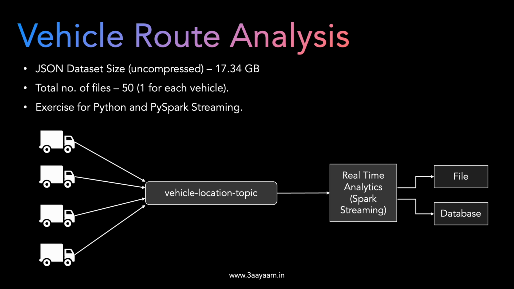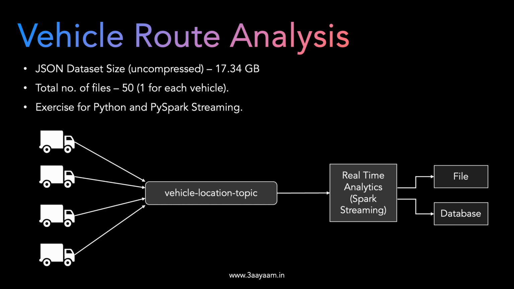The second point is that the vehicle should not deviate from the route, because if it deviates from the route, there can be multiple scenarios. One is that the optimal route would not be achieved, and also there's a chance of theft. So to mitigate all those, we have organizations implementing real-time vehicle route analysis, and that's what this particular exercise or project is trying to implement.